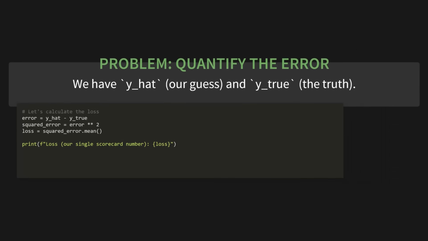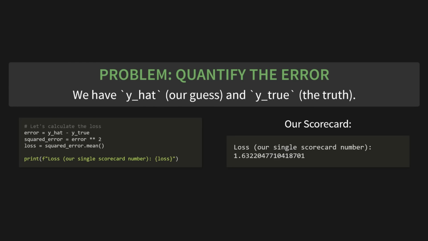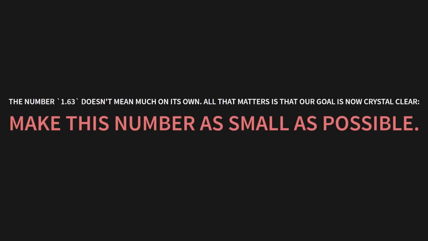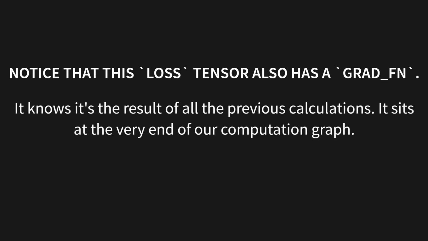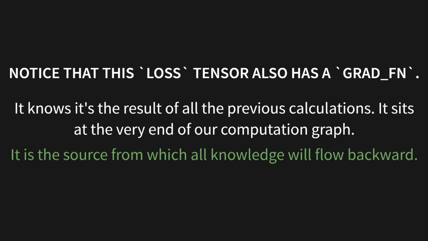And here's our scorecard. The loss is 1.6322 and so on. Now here's the thing. The number 1.63 doesn't mean much on its own. All that matters is that our goal is now crystal clear. Make this number as small as possible. And notice, this loss tensor also has a grad_fn. It knows it's the result of all the previous calculations. It sits at the very end of our computation graph. It is the source from which all knowledge will flow backward. Now for the magic.